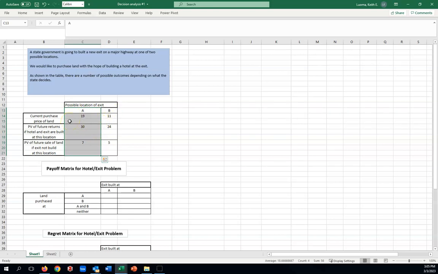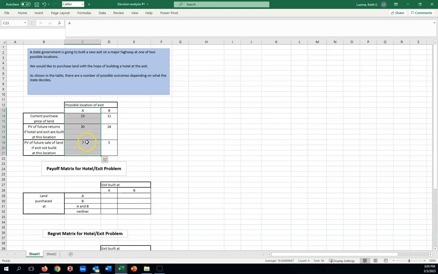And if we were to currently purchase the land at location A, suppose that represents millions, so that'd be $19 million. Now, if the hotel and exit are built at this location, in other words, if we guess correctly and they do end up building their exit at location A, the present value of the future returns would be $30 million. On the other hand, if the state does not build an exit there, the best we can do is to get rid of the land for only $7 million.